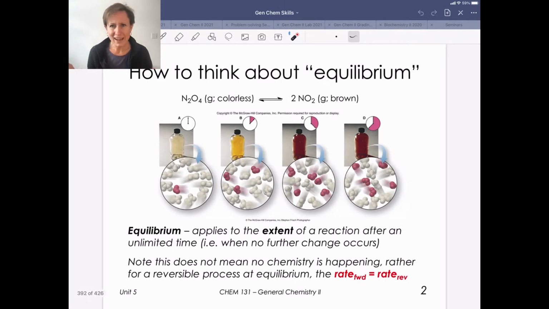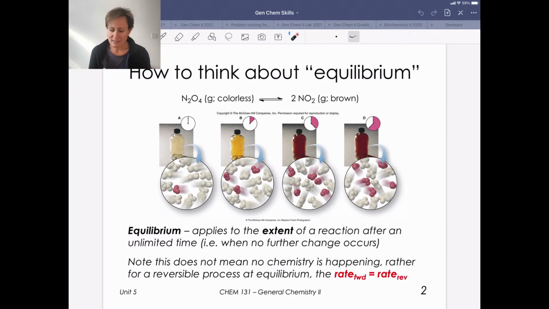So what exactly is equilibrium and how do we want to think about it? We want to think about it as applying to the extent of a reaction after an unlimited amount of time has passed. For example, in this reaction that interconverts the colorless gas N2O4 with a brown gas NO2, at early times we have very little of this NO2 brown gas. But as time goes by, we get more and more of this brown gas. But looking at these last 2 panels, we really haven't changed the amount of brown gas at that point. And that's because we've reached equilibrium.